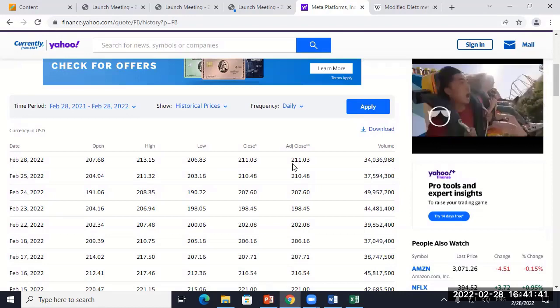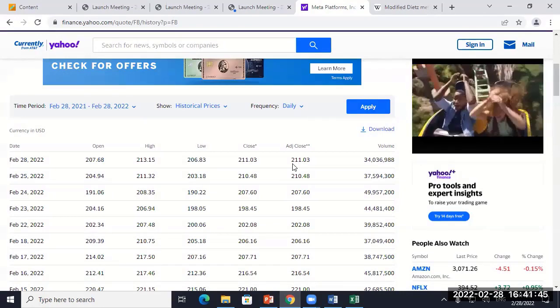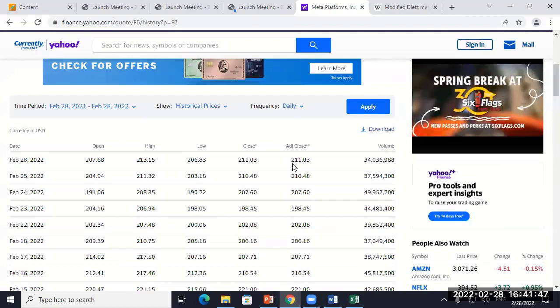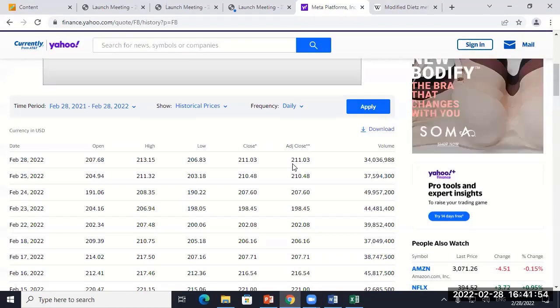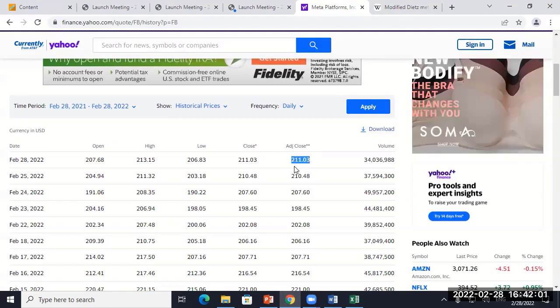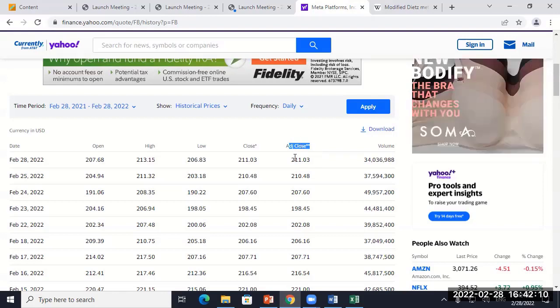You've got to be real careful with mutual funds. Mutual funds do the same thing, but the mutual funds on Yahoo Finance do not adjust for capital gain distributions. So if you use Yahoo Finance for mutual funds, it will grossly understate returns because it doesn't show those capital gain distributions. But that's the difference. If you're trying to figure out the true return of Facebook, since they don't pay dividends, it's not a big deal, but you use the adjusted close because that way it's as if you've got the dividends and reinvested them into the stock. So, all right, their close is 211.03.